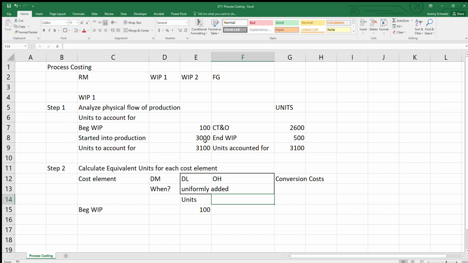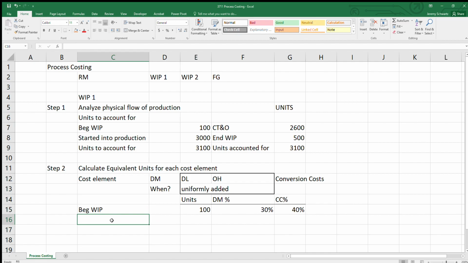So then what we need to know is what is our direct material completion percentage and our conversion cost completion percentage. Again, this is information that you'd have to either be observing the production process or you would need to be given this information. And since we're not in the factory itself right now, we're going to be provided this information. So the beginning work in process, we had 100 units that were 30% complete with regard to direct materials, 40% complete with regard to conversion costs.